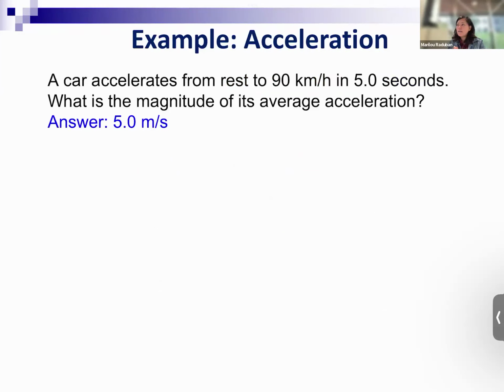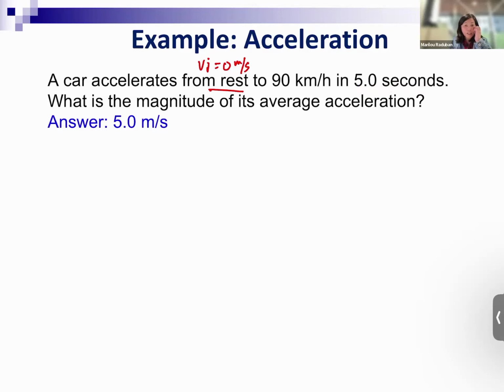Let's look at an example for how to determine the acceleration. A car accelerates from rest, meaning the car initially was not moving. So that gives you an initial velocity of 0. And it accelerates to 90 kilometers per hour. Let's put units to the initial velocity, 0 meters per second, and the final velocity is 90 kilometers per hour. It changes velocity in the time interval of 5 seconds.